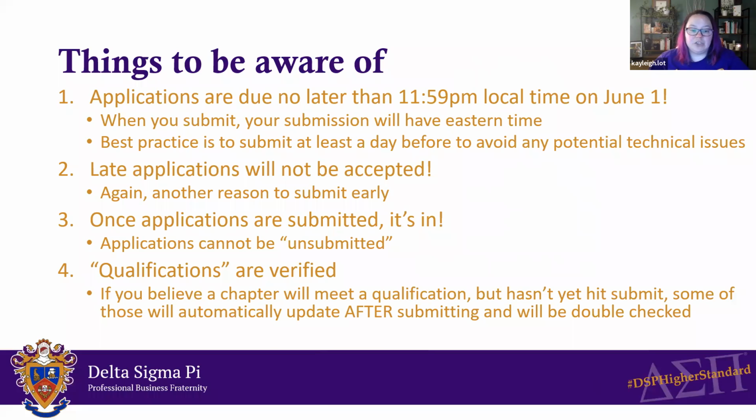And then that qualification section is verified. So if you think you're going to meet the qualification, but you haven't hit submit yet, those are going to update after submitting and will be double checked. I know, as somebody who's been involved in the National Awards Committee and in the awards committee structure for many years now, when we have award packets come up where maybe one of those boxes isn't checked, we do double check to make sure that it's not an issue or something that was completed on the timeline that's appropriate for that piece of data and just didn't get updated. So, don't have a panic attack, make sure that everything's buttoned up on your end, but we are able to double check as we work through that process.